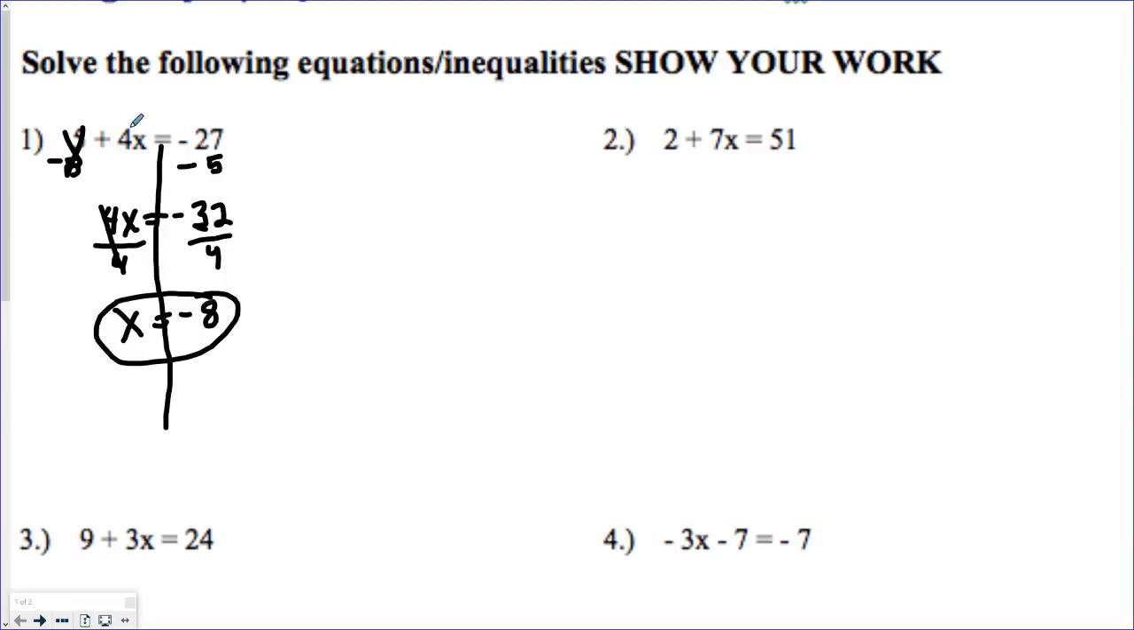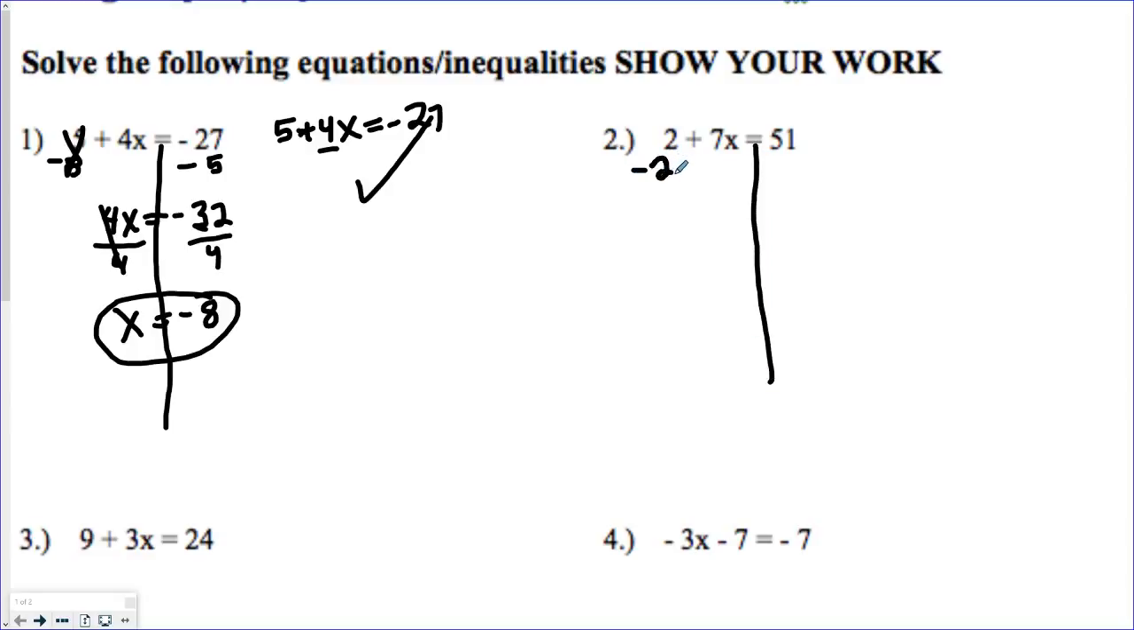Now, if you want to check that answer, what you can do is plug negative 8 in for x and see if it works. So remember, our equation was this: 5 plus 4 times x is equal to negative 27. If you want to see if you got it right, 4 times negative 8 is negative 32. Negative 32 plus 5 is negative 27. So that works out. You don't have to check it, but if you have time, it's not a bad thing to do. Number 2 is the same way.